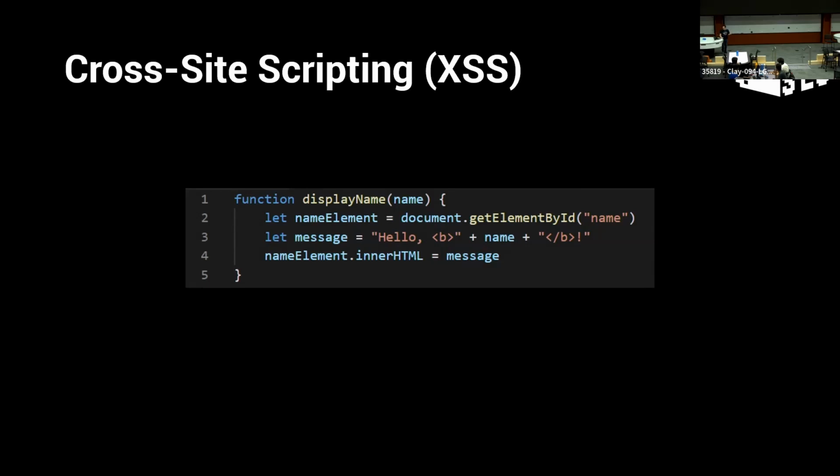It says let message equals hello in bold, then the value of name, and then closing a bold tag. Then it basically just displays it, right? This is hypothetical code. It won't work, but it's just to demonstrate what's going on. Normally, let's say you put in an input of Ari as a valid name, or at least I hope my name's valid. Our message becomes hello, and then in bold, Ari. So that works, assuming that we have the right input.